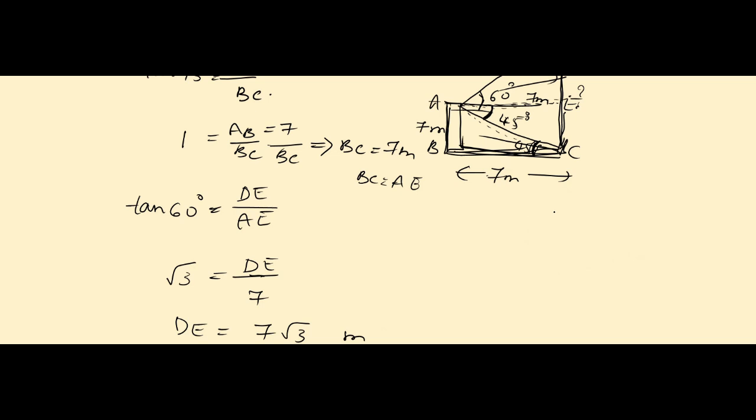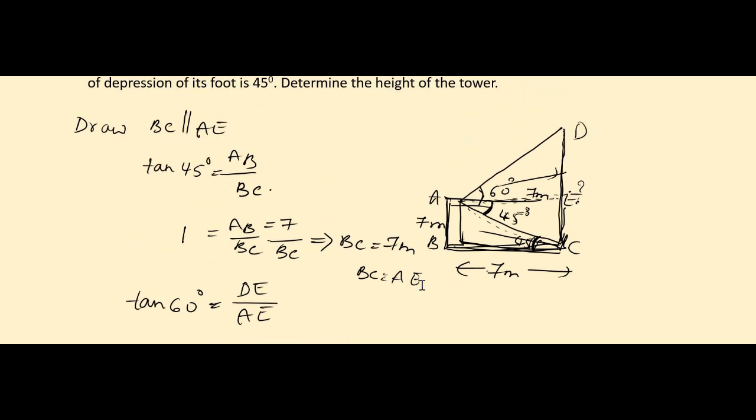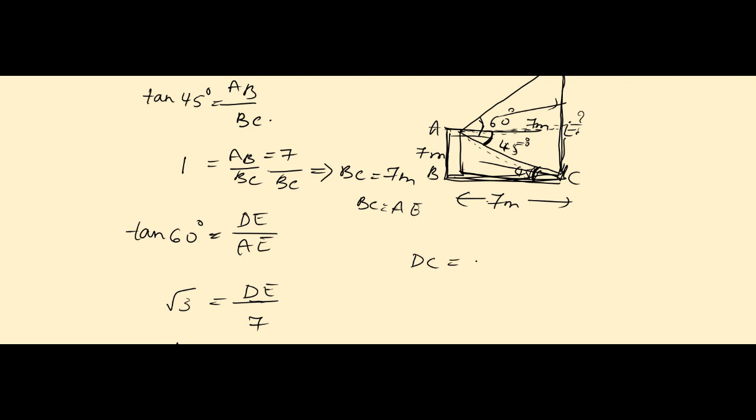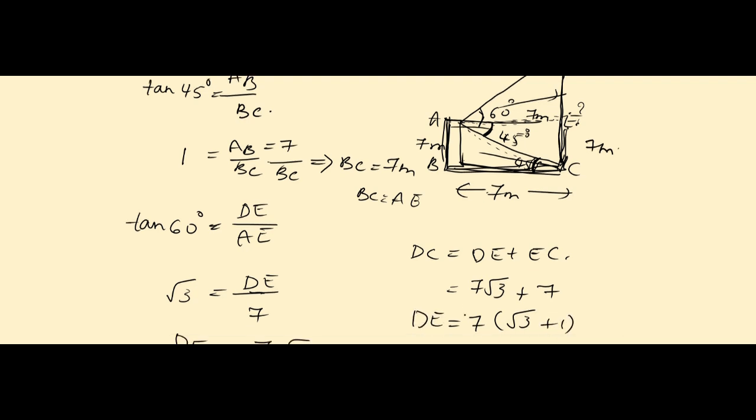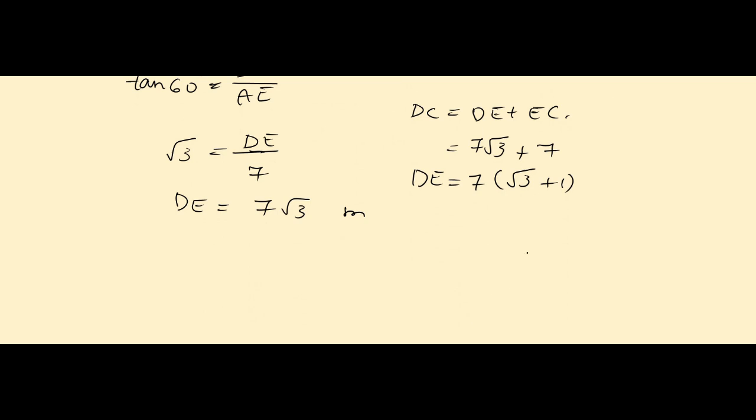So what is the height of the cable tower? That is DC. DC is equal to DE plus EC. DE we have found out, that is 7 root 3, plus EC, which is equal to the height of the building, that is 7 meters. So 7 is common, let us take 7 outside, remaining root 3 plus 1. So the height of the tower DC is equal to 7 into root 3 plus 1 meters.